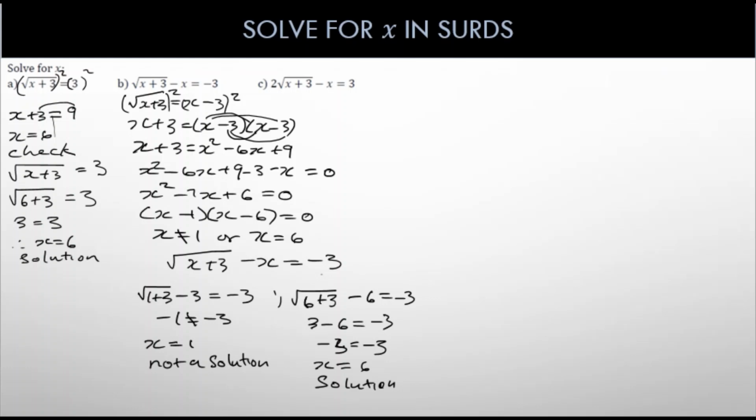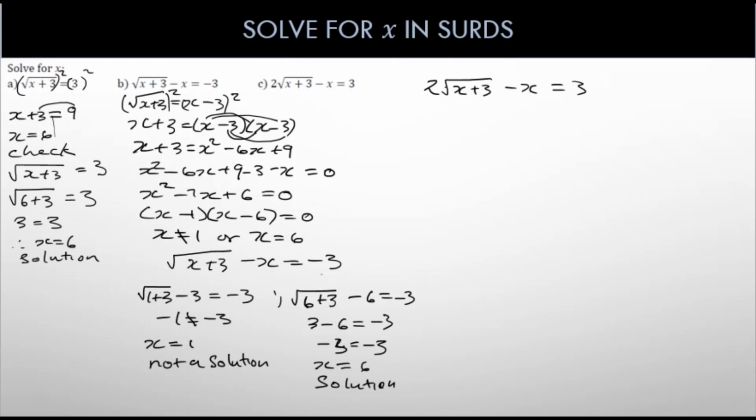And the next one we have, I'm going to rewrite it here: root x plus 3 minus x is equal to 3. So over here now we are faced with the fact that the root is not on its own on the left hand side, and also the root has a coefficient. So what do we do in such a case?